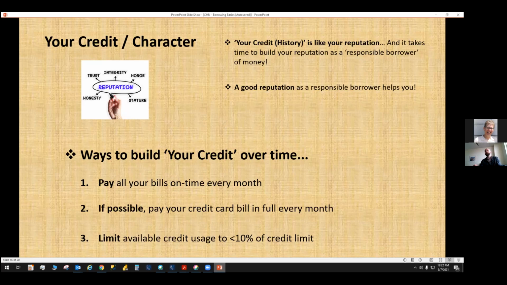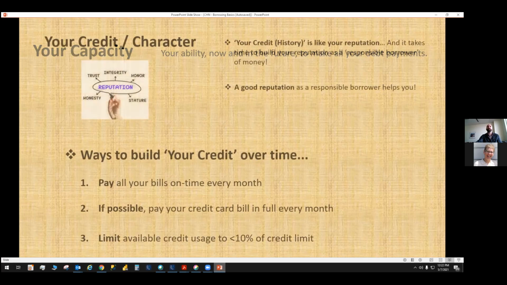When you can, pay your credit card bill in full every month and limit your usage of that credit card, tip number 3, to 10% or less of the credit limit, so that it shows that you have access to money, but you're using it at 10% or less of what that money you have access to is actually allowing you.